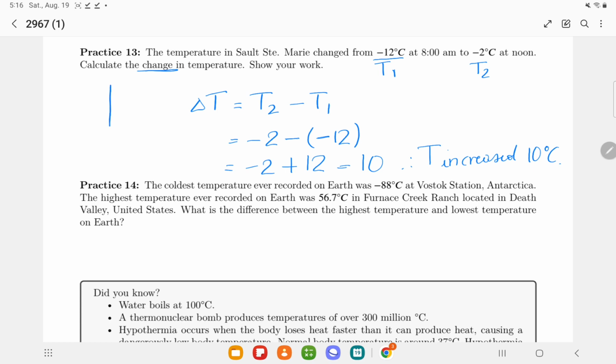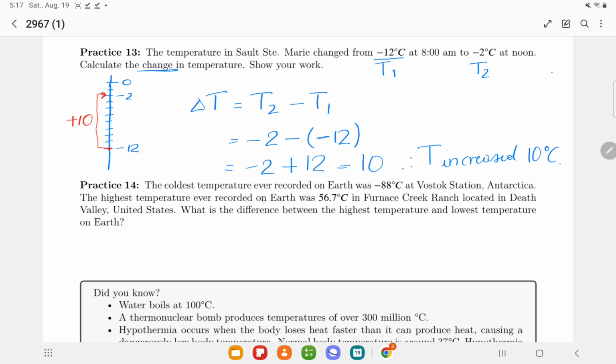We can also show it on the number line. We start from negative 12 and we go 10 up to negative 2. So we increase it by 10 degrees Celsius.